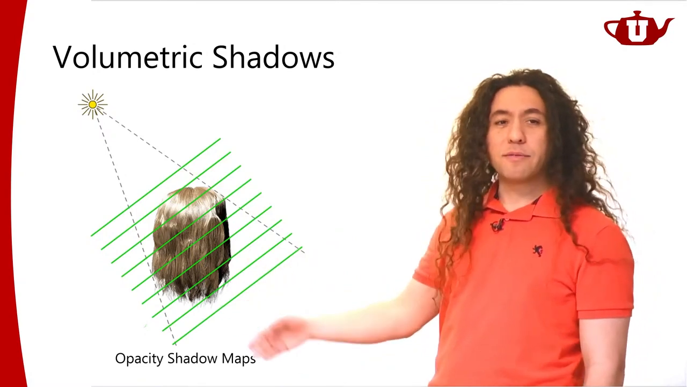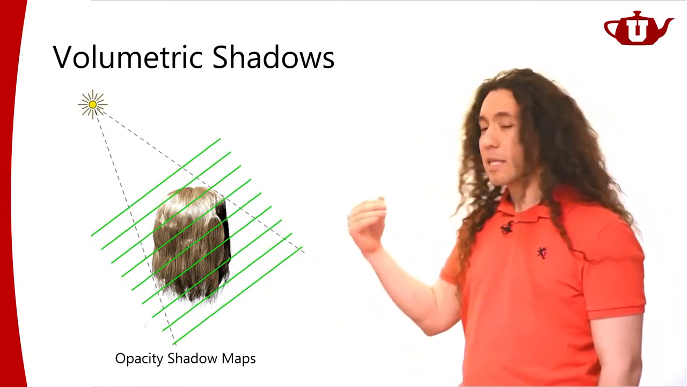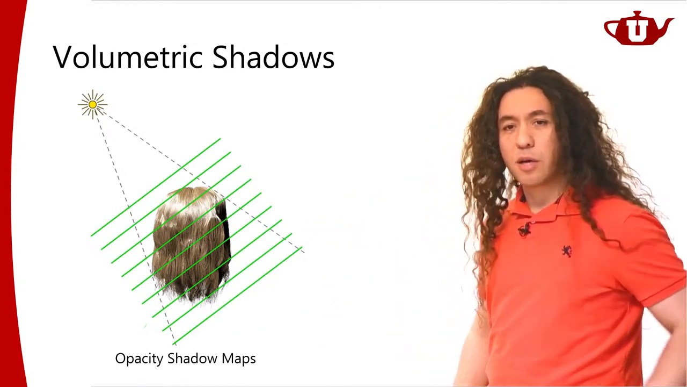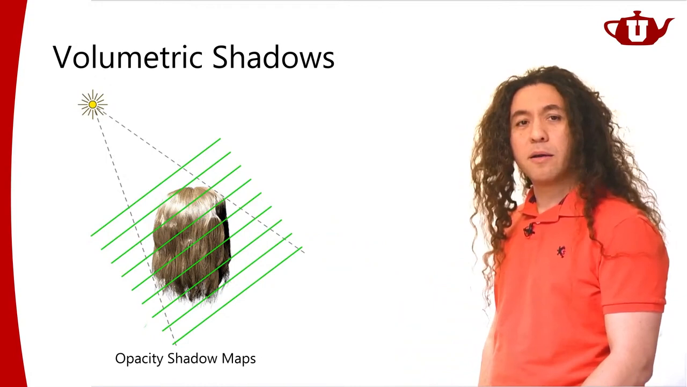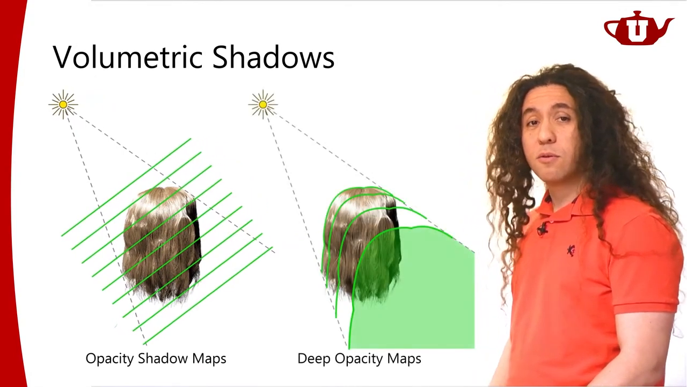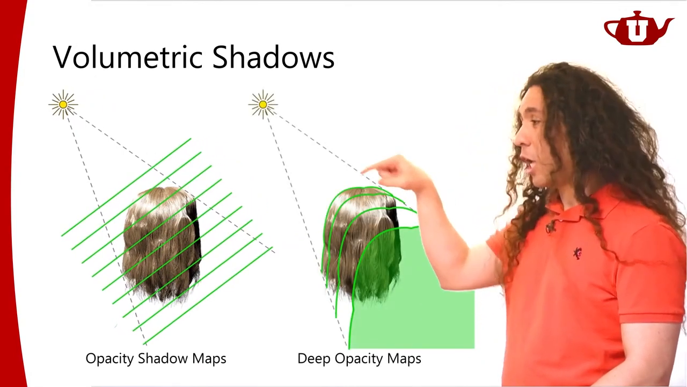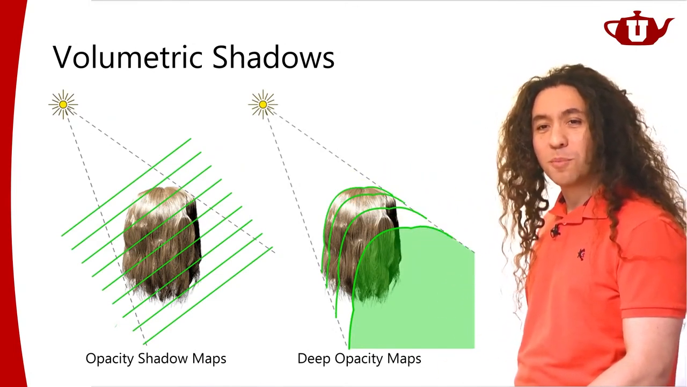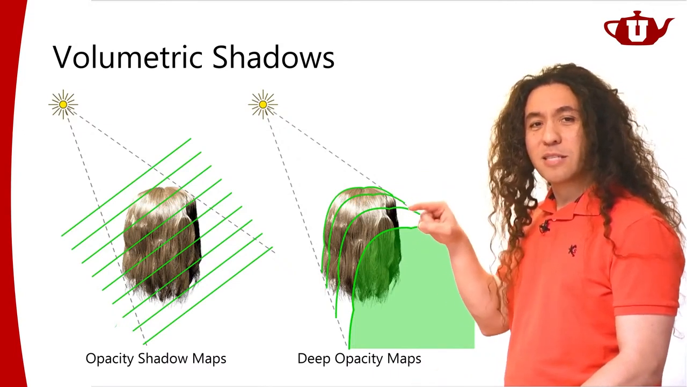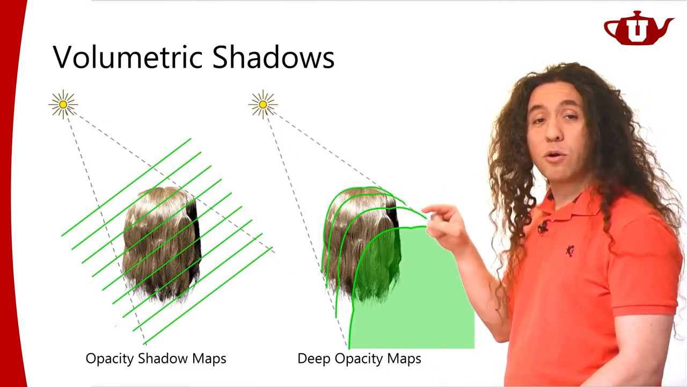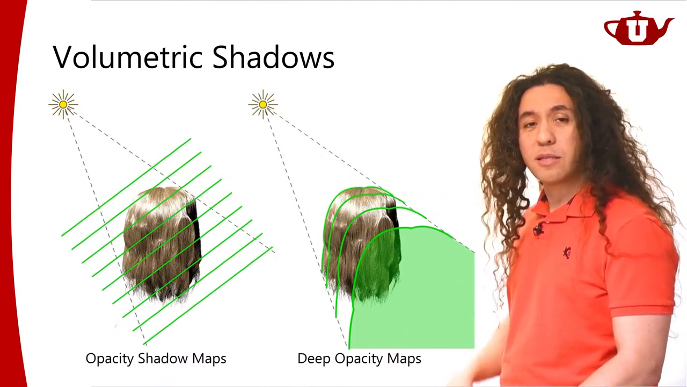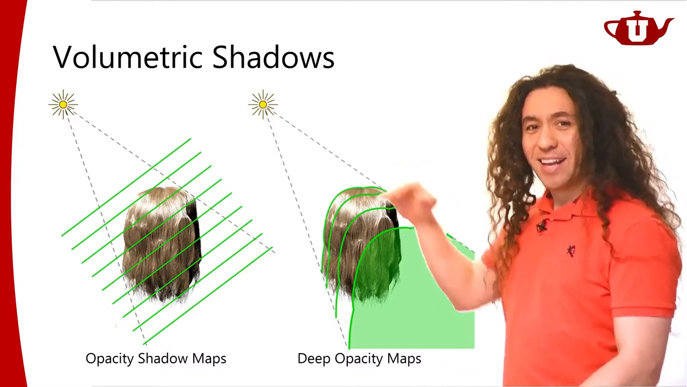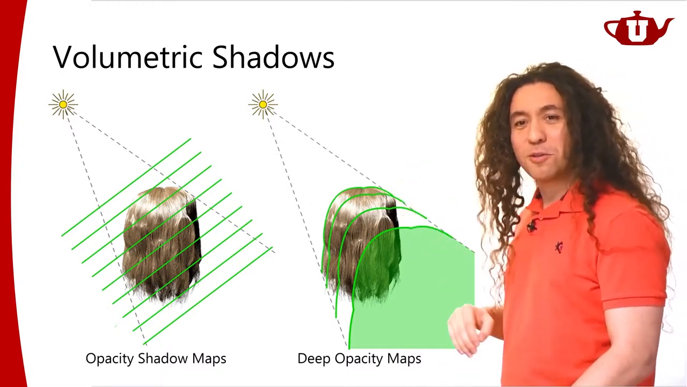So this is the idea of opacity shadow maps, generating these slices. I did some work on this, actually. I suggested an improvement on this and said, hey, if we're just rendering hair, why not use a shadow map to figure out the shape of the hair, and then we can generate these slices based on that shape. And if you generate these slices based on that shape, this becomes quite a bit more efficient. I called it deep opacity maps because it has that depth map in it. And it's sort of deep, it's going into the material.